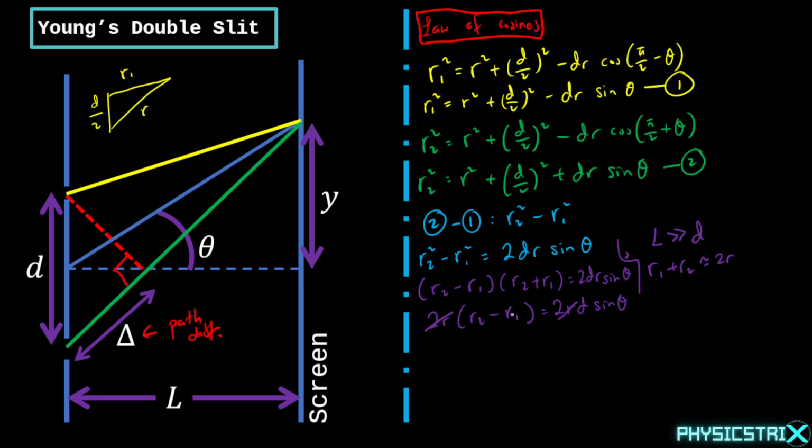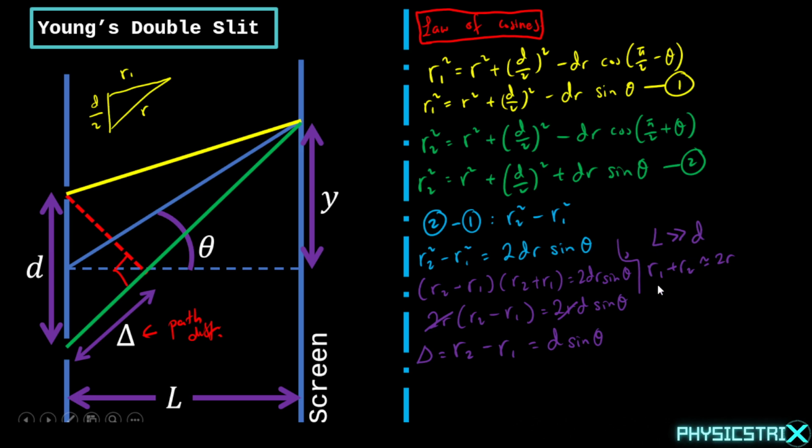So what I'm left with is the path difference between R2 and R1. R2 minus R1 equals d sine theta, and that's going to be our delta. Okay? So that's our path difference. The path difference is going to depend on d and theta. So d being the distance between the two slits, and theta being the angle from the midpoint of those two slits to the point on the screen.